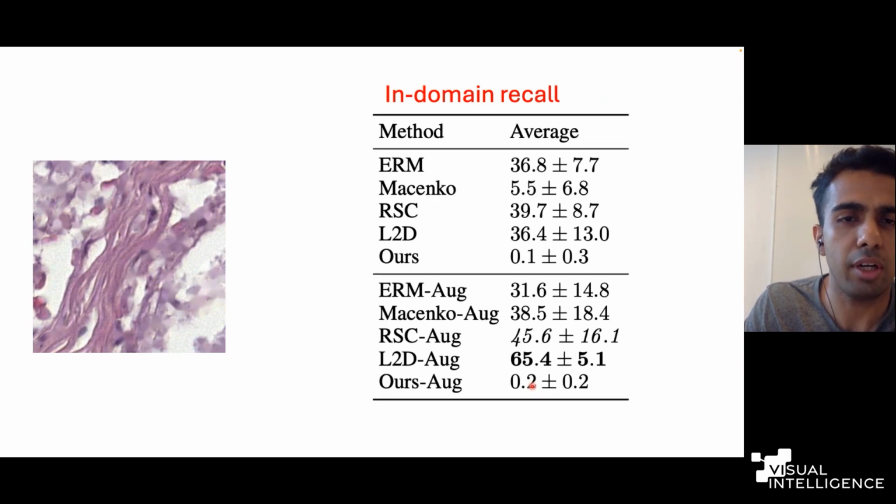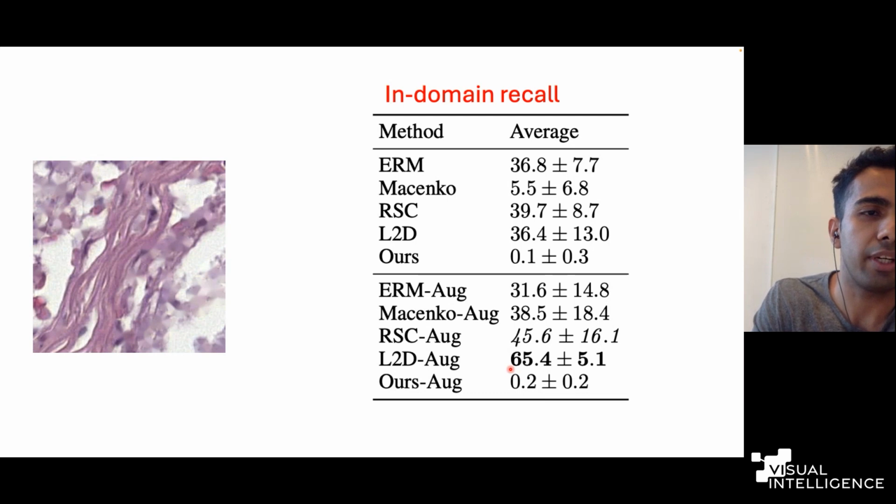So if you look at recall for our method, it's basically 0. Right, so it's not able to predict anything. It's just saying every image looks the same without the nuclei, which again goes on to show that our method is indeed looking at nuclei, not anything else.